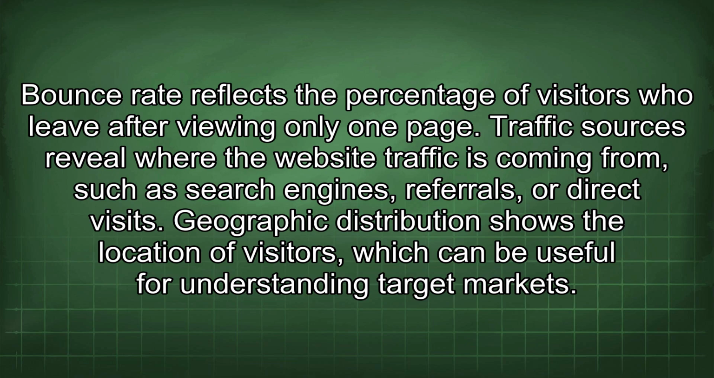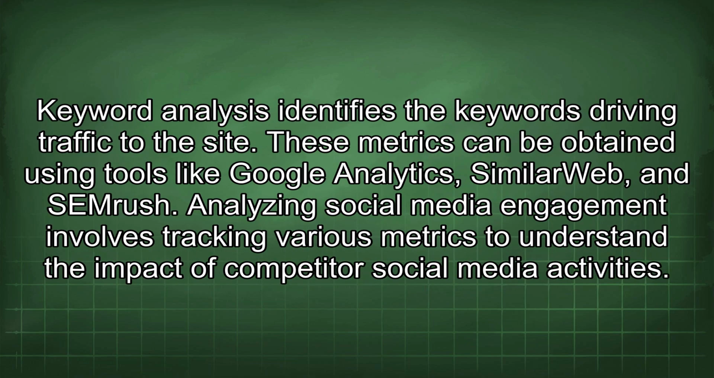Traffic sources reveal where the website traffic is coming from, such as search engines, referrals, or direct visits. Geographic distribution shows the location of visitors, which can be useful for understanding target markets. Keyword analysis identifies the keywords driving traffic to the site. These metrics can be obtained using tools like Google Analytics, SimilarWeb, and SEMrush.